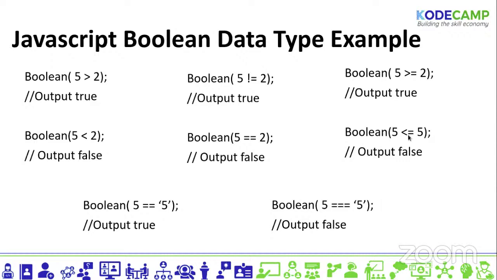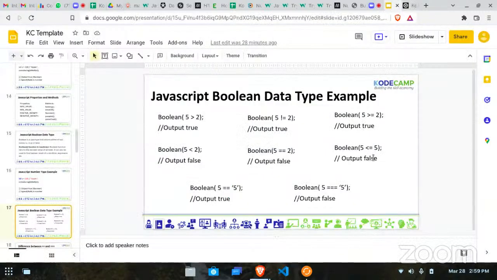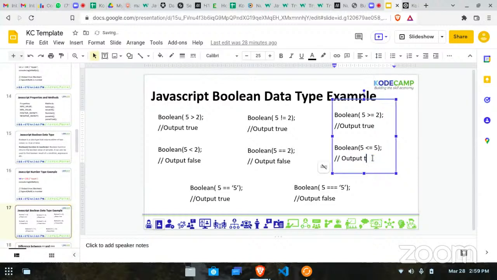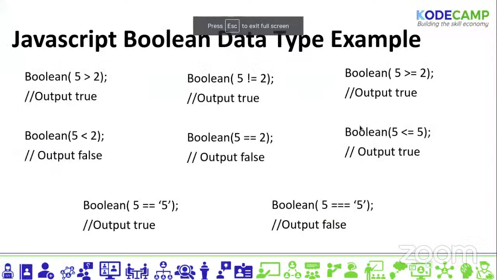Now say, is 5 less than or equal to 5? Let me check that. Sorry, that's a true, not a false. So is 5 less than or equal to 5? 5 is not less than 5, but 5 is equal to 5. So this is true.